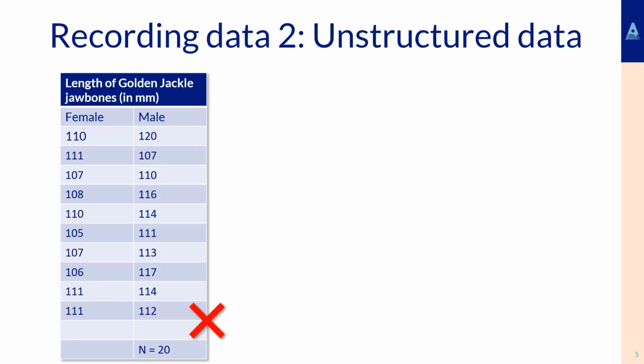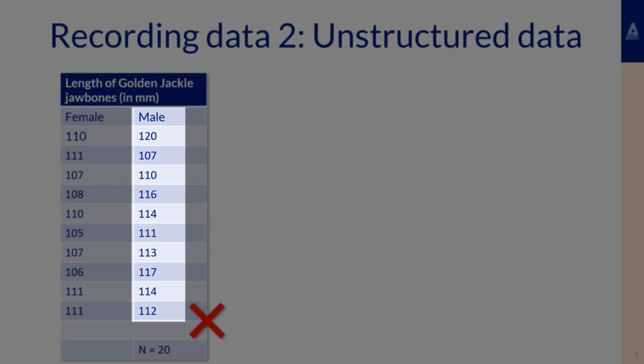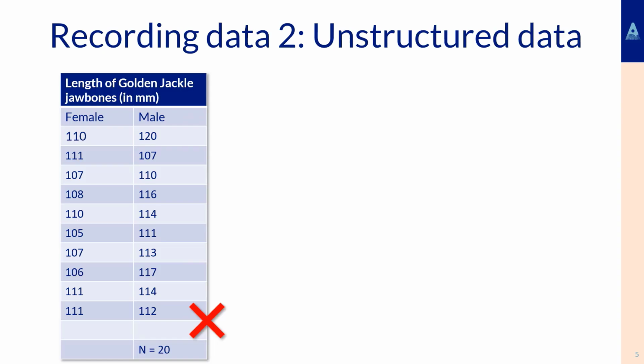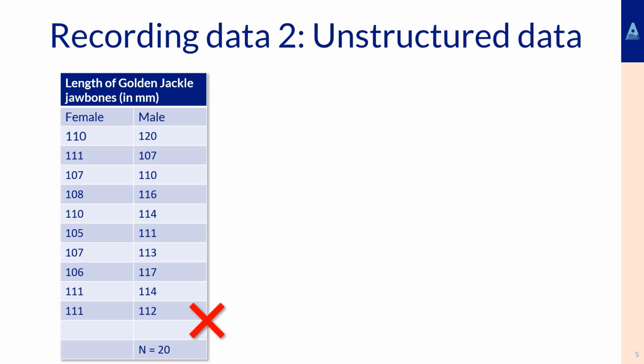So in this example we have biological data which has been predefined. If we look at the data, we can see that it's recording the length of jawbones in millimeters of golden jackals from male and female specimens. The first column lists measurements in millimeters for all the females, and the second column lists measurements in millimeters for all the males. And there are 20 subjects in total, 10 females, 10 males.